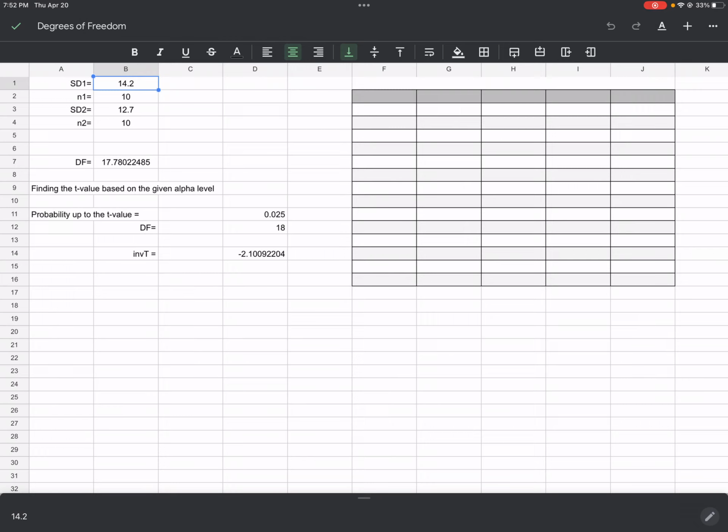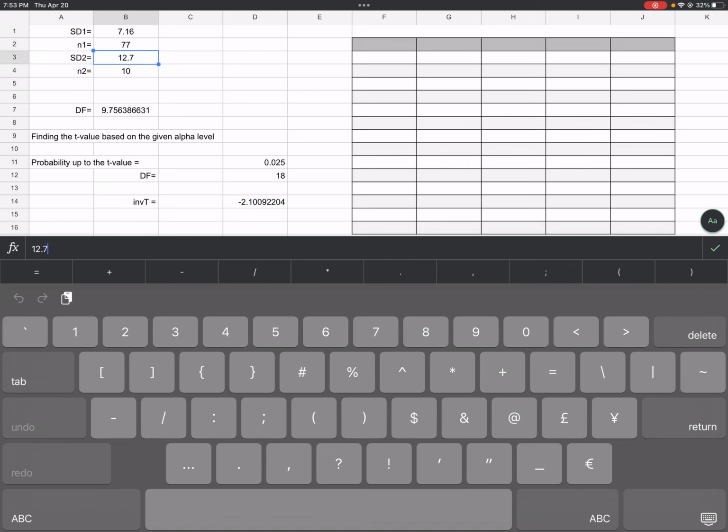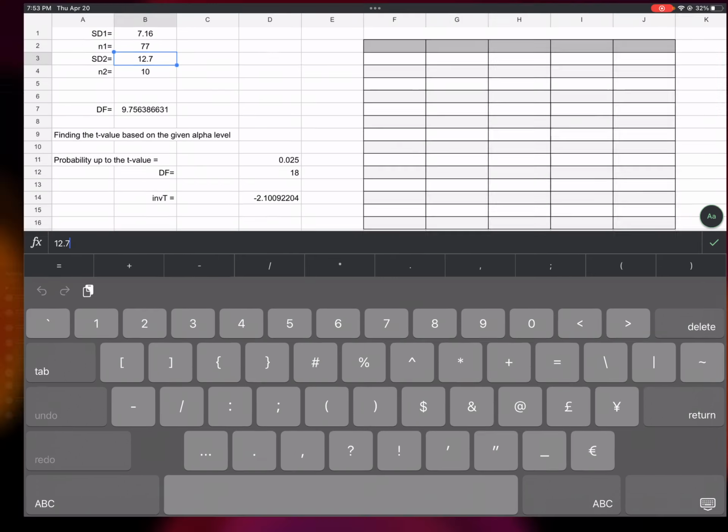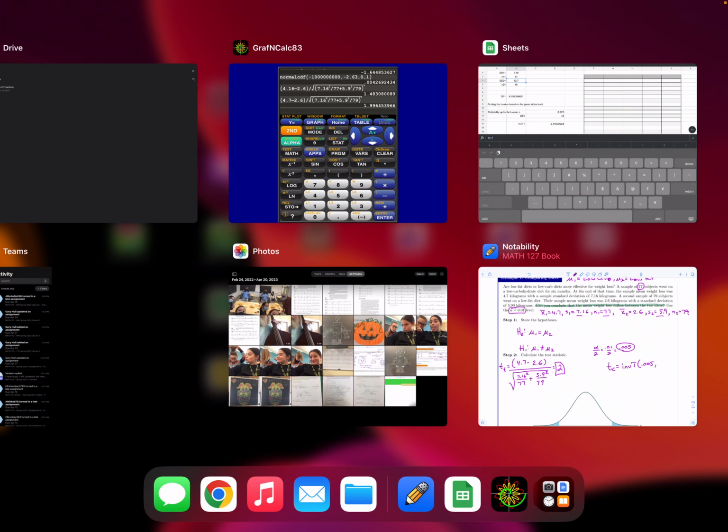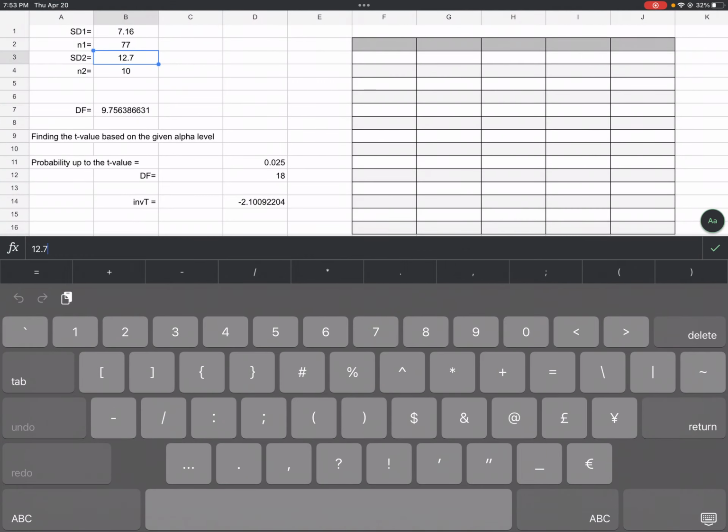All right, so our first standard deviation was 7.16 with a 77 in. And then for the next one, I think it was 5.2, wasn't it? Let's see, 5.9. So 5.9. And then 79. And so notice as we're doing it, the degrees of freedom's changing the whole entire time. So it looks like our degrees of freedom are 147.